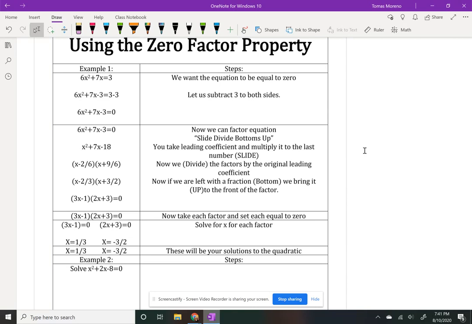So let's say we have this problem right here. I'm gonna use a different color. Let's say we have this problem right here. Okay. And we want to use the zero factor property, which means what we're trying to do is solve for x. But with the quadratic, it's difficult because we have a power of 2, so we have to kind of manipulate certain things.